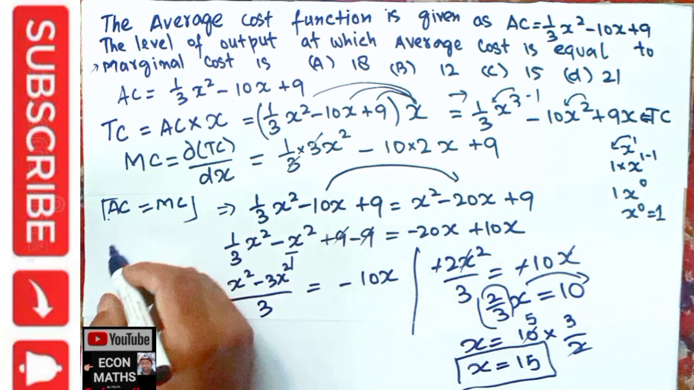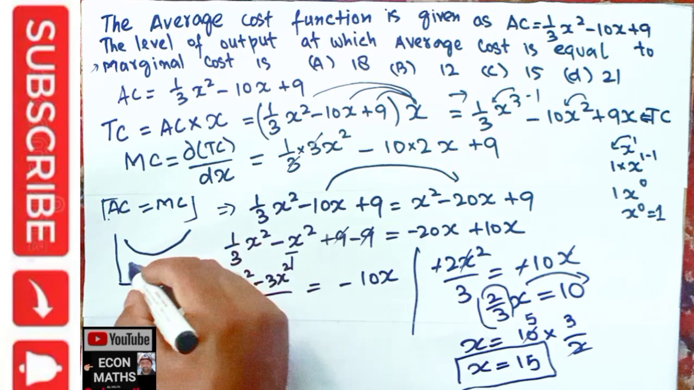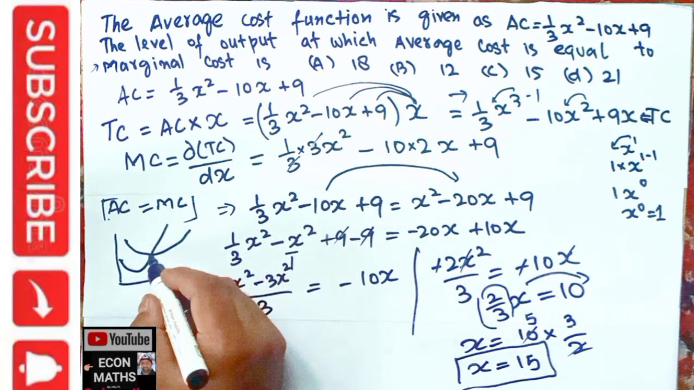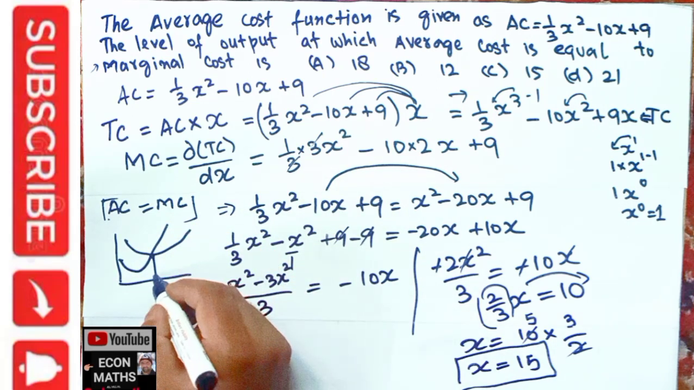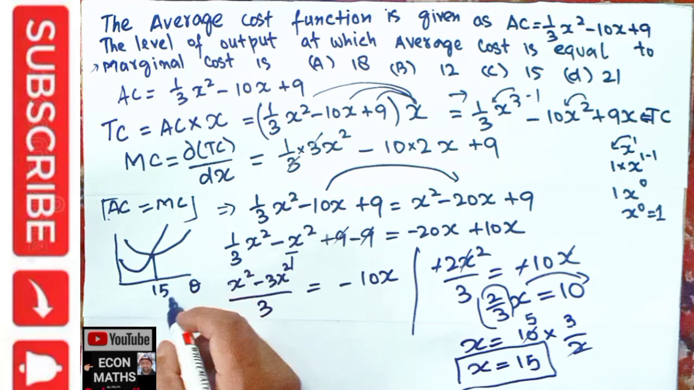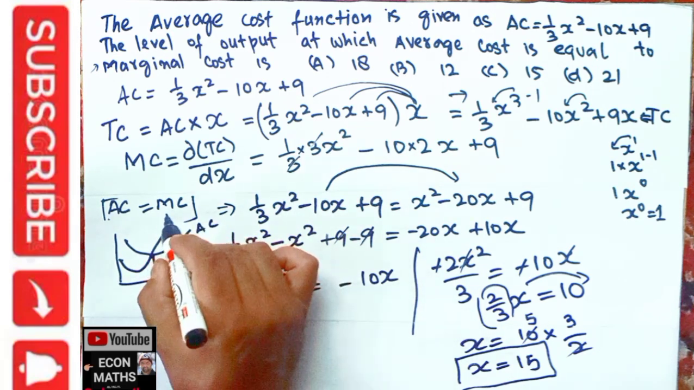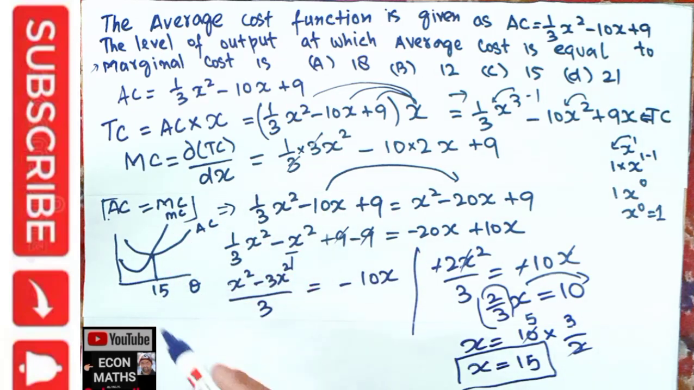And graphically it simply means, if this is our average cost and this is our marginal cost, the intersection of these two occurs where our output level, if it is quantity, is 15. So the level of output where average cost and marginal cost are equal is 15.